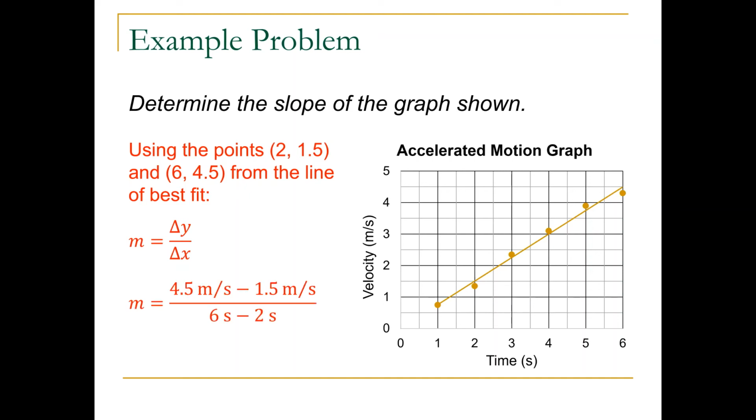So I can do my y2 minus y1 values over x2 minus x1, and we end up with 0.75 meters per second squared. So that is the slope for this line, and that would tell you the object's acceleration.